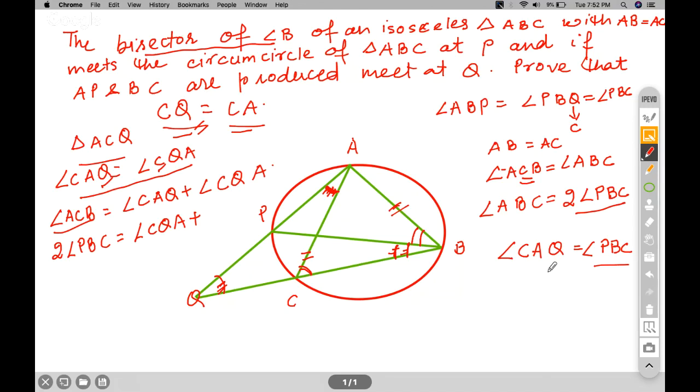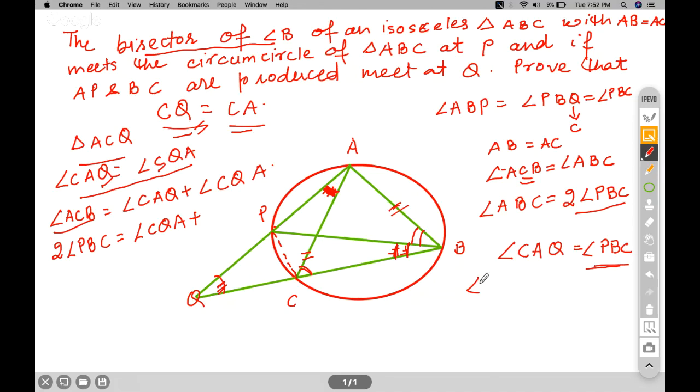Just try to understand why I'm writing this. If you are not understanding this, write it in the comment box and I'll explain it. Here is a chord which is invisible, and most of you would not have drawn it. This chord will make the same angle anywhere on the circle. So this chord is making PAC here and PBC here.